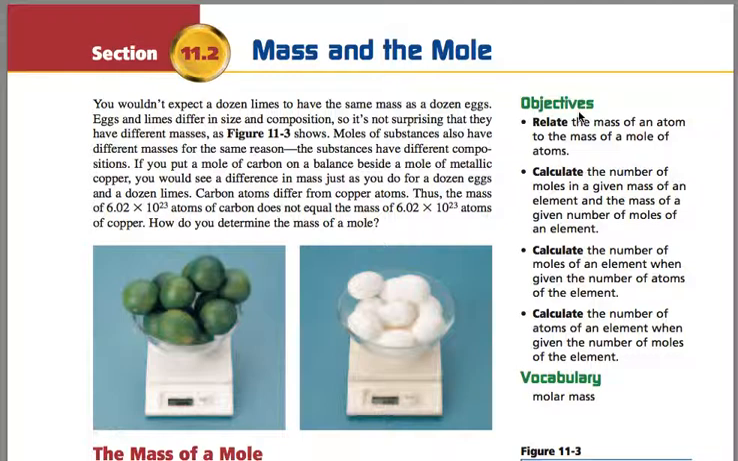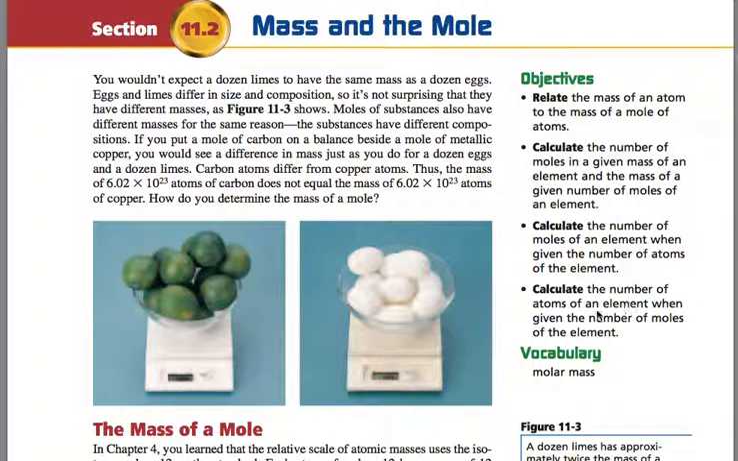The objectives of this section are to relate the mass of an atom to the mass of a mole of atoms. Okay, remember, a mole is a number, it's a counting number of atoms. To calculate the number of moles in a given mass of an element and the mass of a given number of moles of an element. To calculate the number of moles of an element when given the number of atoms of the element, and to calculate the number of atoms of an element when given the number of moles of the element. Okay, so molar mass is the vocabulary.